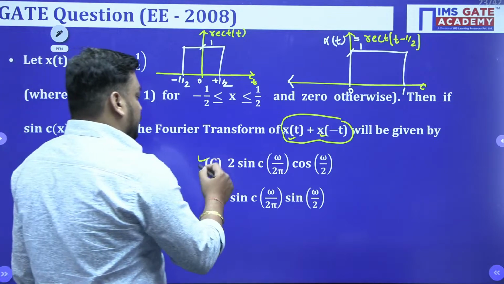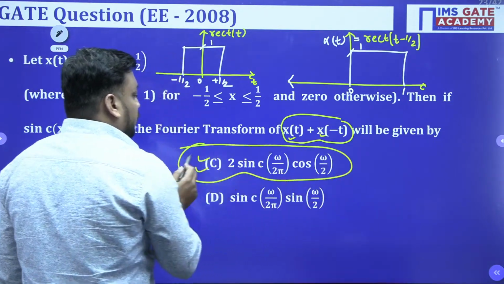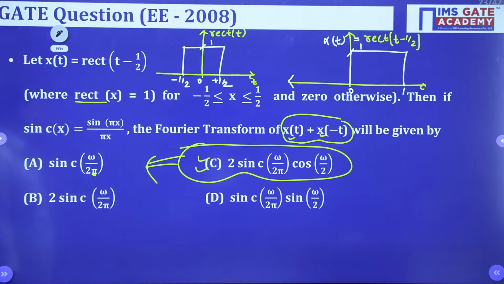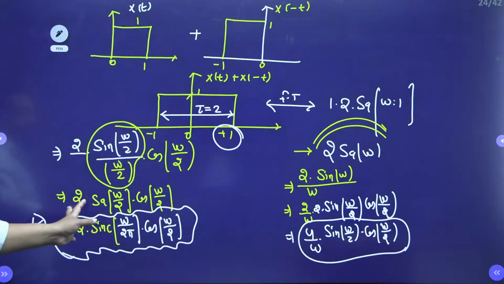C for Chennai Super Kings, guys. Correct answer, C for Chennai. CSK. CSK. Say CSK, yes or no?